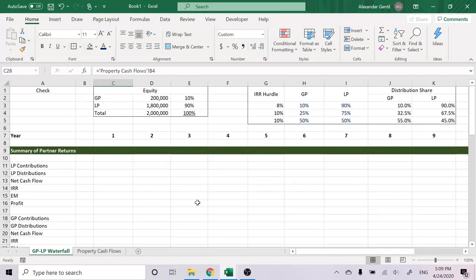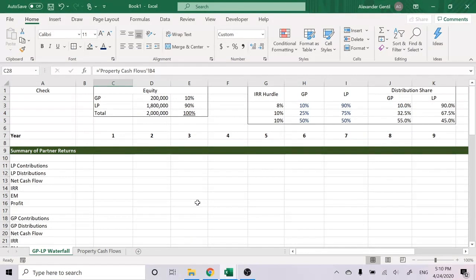Today we're going to be modeling a waterfall based on IRR hurdles. Depending on the hurdle that the property achieves, there are certain distributions that go along with that. The idea here is that we're trying to promote the general partner. In a real estate acquisition, the general partner is the person managing the property, the person trying to improve the effectiveness of the property, and the limited partner tends to be more of an investor or a group of investors.